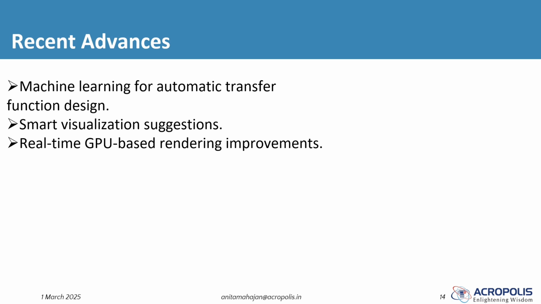Recent advancements: machine learning for automatic transfer function design. Now, machine learning and automation are a developing field which can be integrated into the transfer functions also. Smart visualization suggestions, that is also one of the AI based suggestion givers, and the real time GPU based rendering improvements.